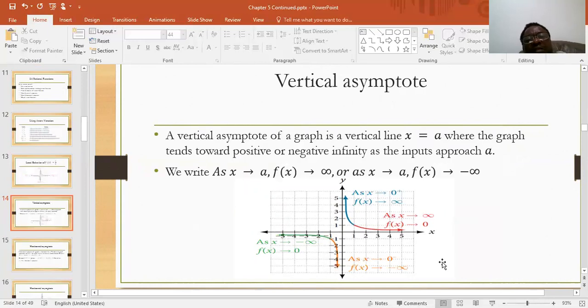So a vertical asymptote of a graph is a vertical line x equals a, where the graph tends towards positive or negative infinity as the x values tend to a. So for example, here, as x tends to 0 from the positive side, f of x tends to infinity. So x equals 0 is an asymptote. So there's a vertical asymptote for this function.